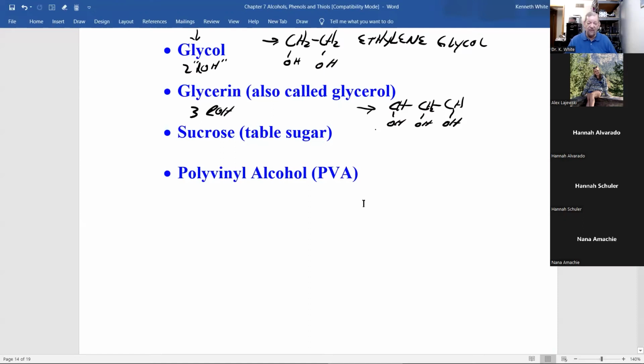And the last one I want to talk about, give me a minute, how are we doing time-wise? Give me a minute or less, is PVA, which is polyvinyl alcohol, which has this structure.